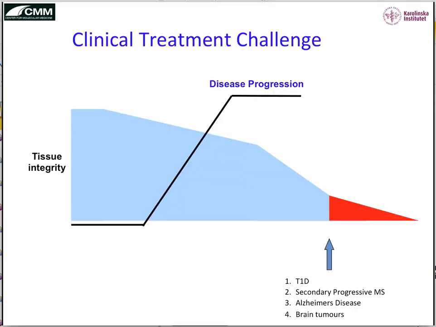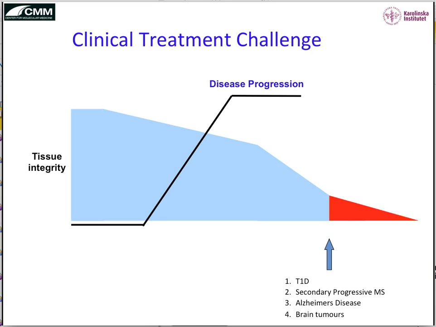In the second picture, the clinical treatment challenge, you can see a cartoon in which the blue area represents a tissue mass, be it the nerves in the brain, the cartilage in the joint, or beta cells in the pancreas. At the start of life, represented on the far left of the diagram, the tissue integrity is 100%. In many disease settings, tissue becomes lost as a result of inflammatory immune processes, which is represented by the diminishing blue area. In many diseases, there is excessive loss of tissue until a stage is reached when the individual exhibits clinical symptoms and receives a clinical diagnosis, herein represented by the arrow and the red part of the figure.